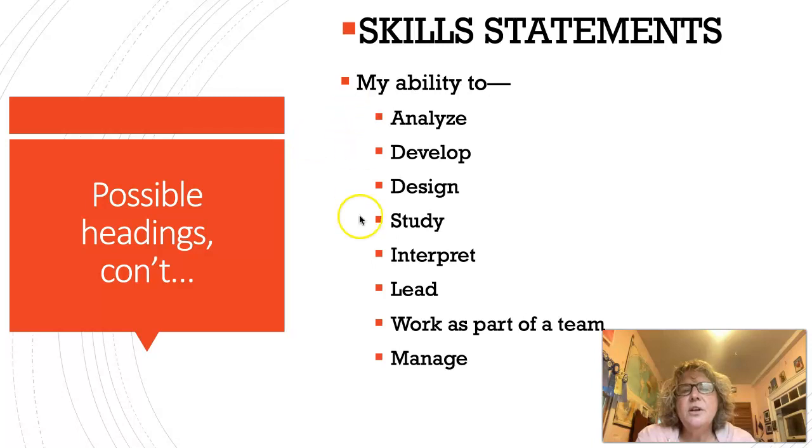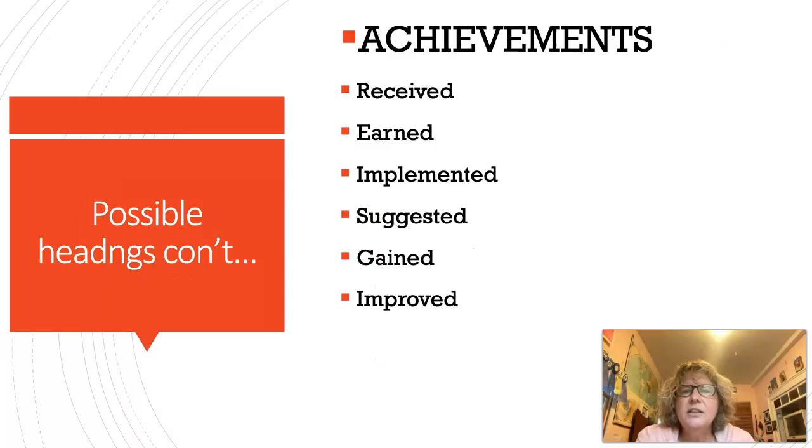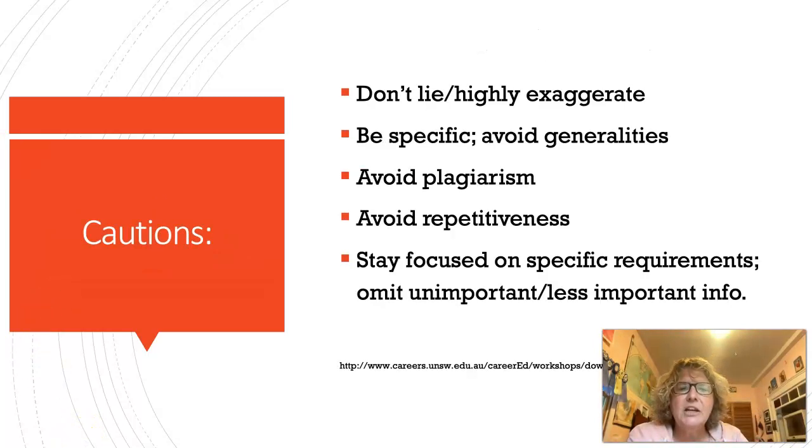So look at all these different words. These are really important. They have slight differences, right? So be accurate with them. Same here. These mean different things. Received feels very passive. Earned, right? That suggests you did something. Same with implemented, right? You implemented, you took charge and did something. Suggested is a little bit of a step back. Gained, improved. These are really important words, but make sure you're really thinking about them and using them accurately.